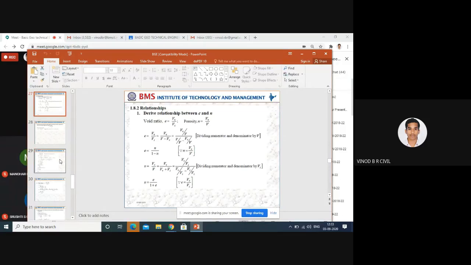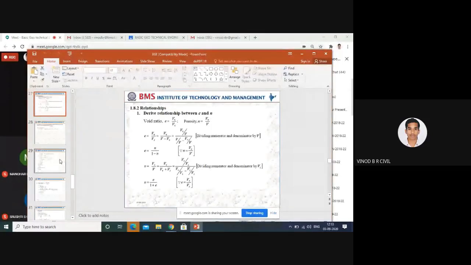Any doubt? Students, any doubt? How to calculate e value? Can anyone reply? Students, any doubt with respect to e calculation, that is void ratio calculation? No, sir. Okay.